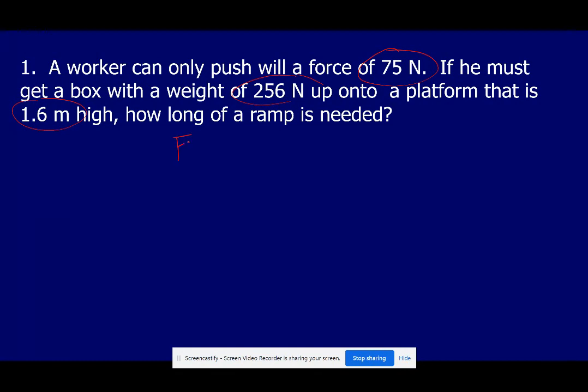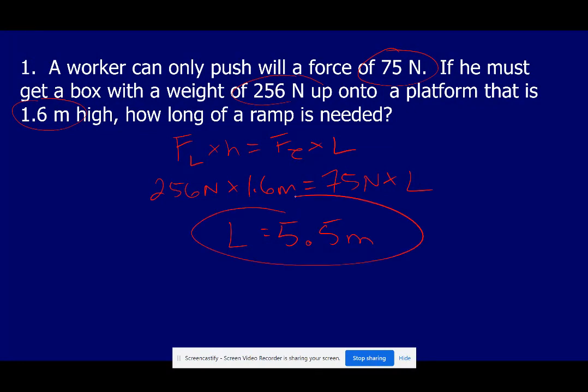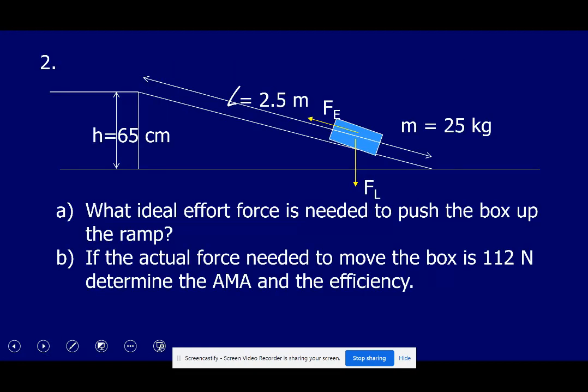So it's just load force times the height equals the effort force times the length. The load force is 256 newtons. The height is 1.6 meters. The effort force that you're able to lift with is 75 newtons, and we want to figure out what length of ramp is required. You just go 256 times 1.6 divided by 75, and that equals 5.5. The length of ramp is 5.5 meters. In order to make that happen, it's that easy. Math works a lot like the other machines that we've done so far.